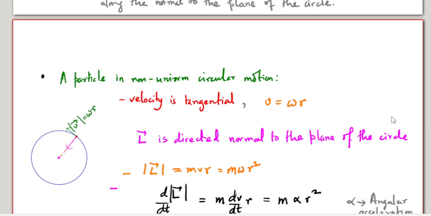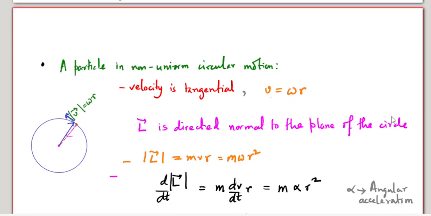Now once again the direction of L vector is simple. It is directed perpendicular to the plane of the circle. The same argument, this is r vector, this is velocity, and r cross v will be perpendicular to the plane containing both r and v, which is the plane of the circle. Magnitude of L, as again, is simply given by mvr. Once again, the velocity and the radius vector are perpendicular to each other, one being along the tangent to the circle, the other being along the radius. Of course, once again, what you have done is place the origin at the center of the circle. And since v is omega r, this result is the same as m omega r square.